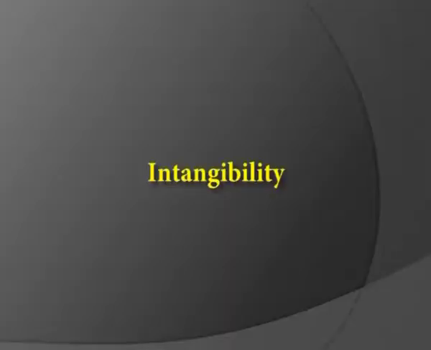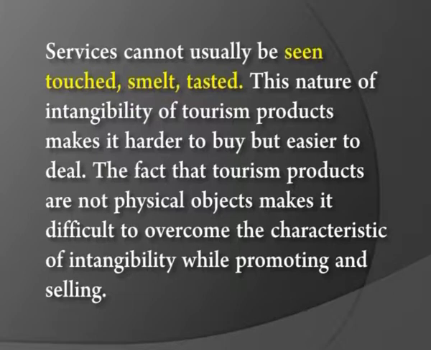Moving on to characteristics of tourism products. Tourism products are determined by a number of characteristics. The characteristics are of great relevance to the way they are managed. Although these characteristics are common to all services, some of them are unique to tourism products. Intangibility. Services cannot usually be seen, touched, smelt, tasted. This nature of intangibility of tourism products makes it harder to buy but easier to deal.